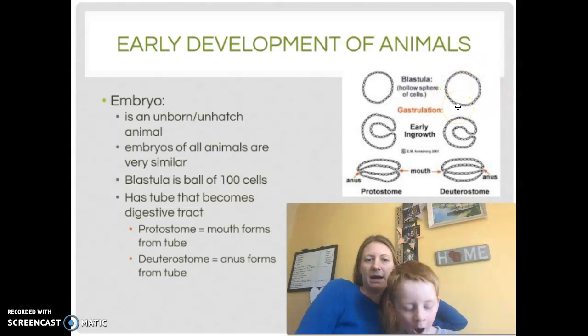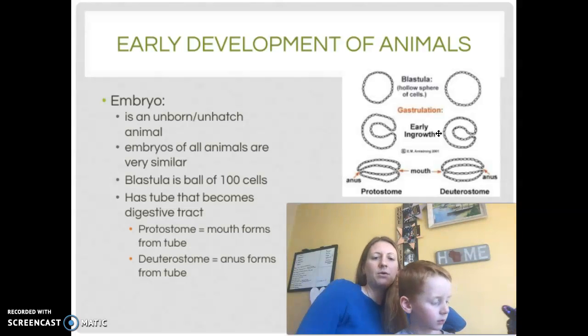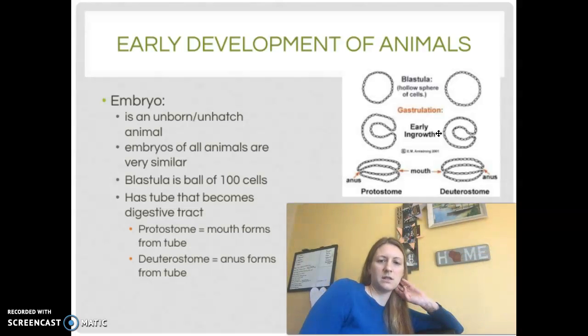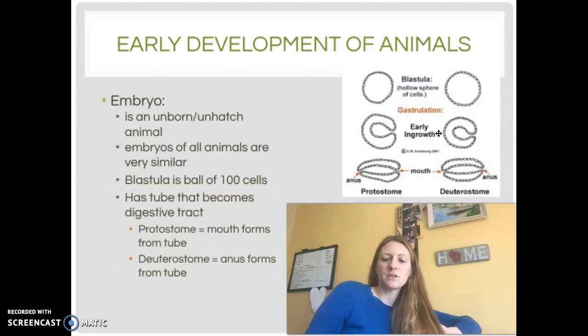Then what happens is that a tube has to develop to become the digestive tract. That will either form a protostome or a deuterostome. In a protostome, a mouth forms from the tube, but in the deuterostome, an anus forms. So they're slightly different, but fundamentally, all of these steps in those first couple of days are the same.